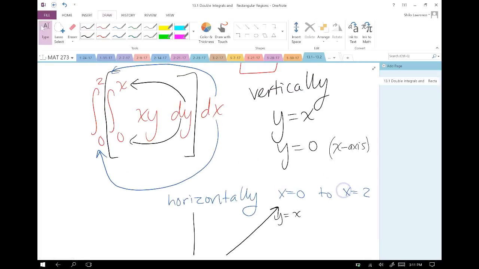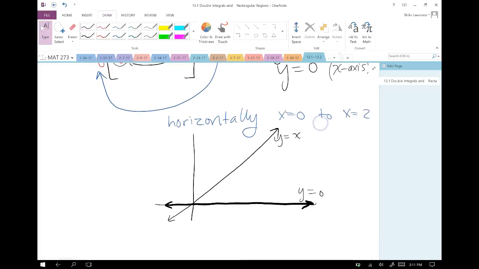Y equals x is the top boundary. Y equals 0 is the bottom boundary because y equals x is on top. It's the upper bound. Y equals 0 is the lower bound in our integral. So this is the top. This is the bottom. So we're working in between those two graphs. And then horizontally, we're going from x equals 0, which is there, to x equals 2, which is there. So we're talking about this little right triangle right here.